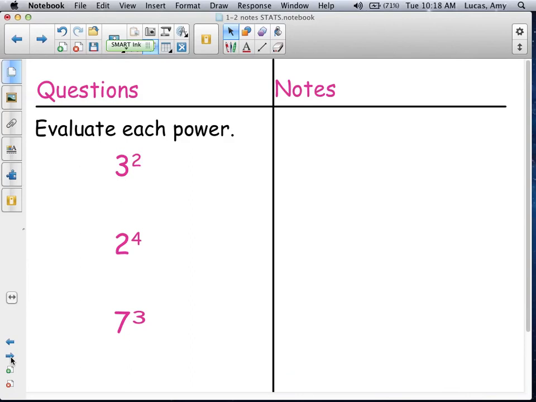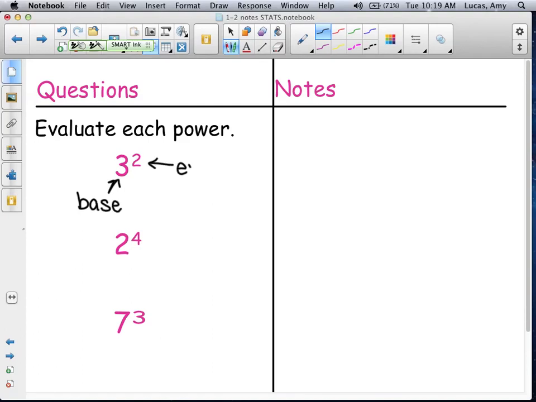Okay, now basics, we want to make sure that you remember how to evaluate powers. Evaluating powers are expressions where we've got a base and we've got an exponent. The base, or the big number, is what's being multiplied times itself. The exponent tells you how many times to multiply that base. So 3 to the second power means 3 times 3, or 9. It does not mean 3 times 2, which is 6.